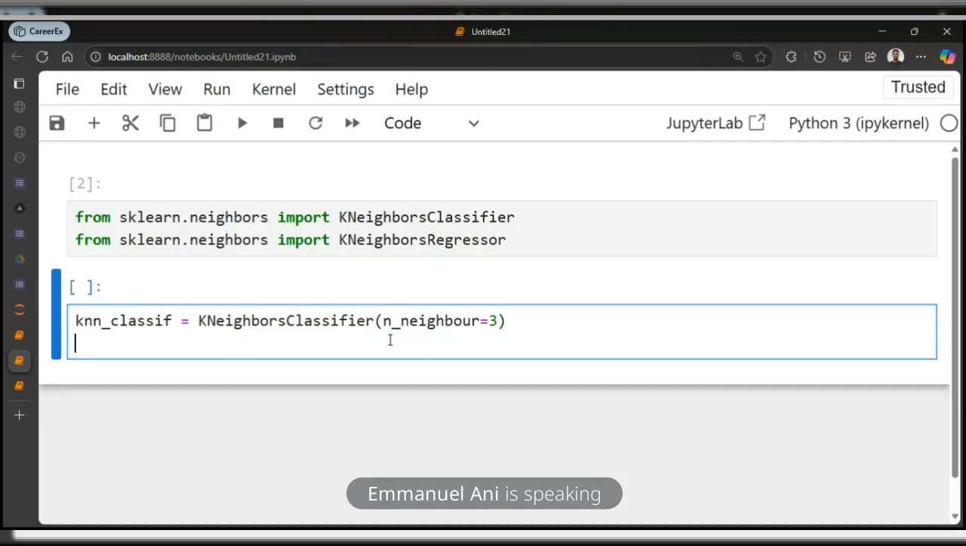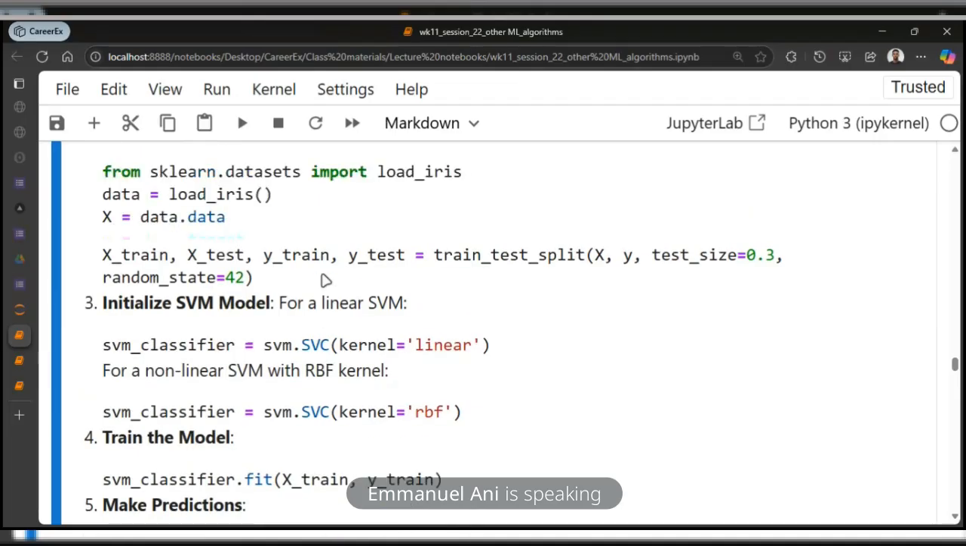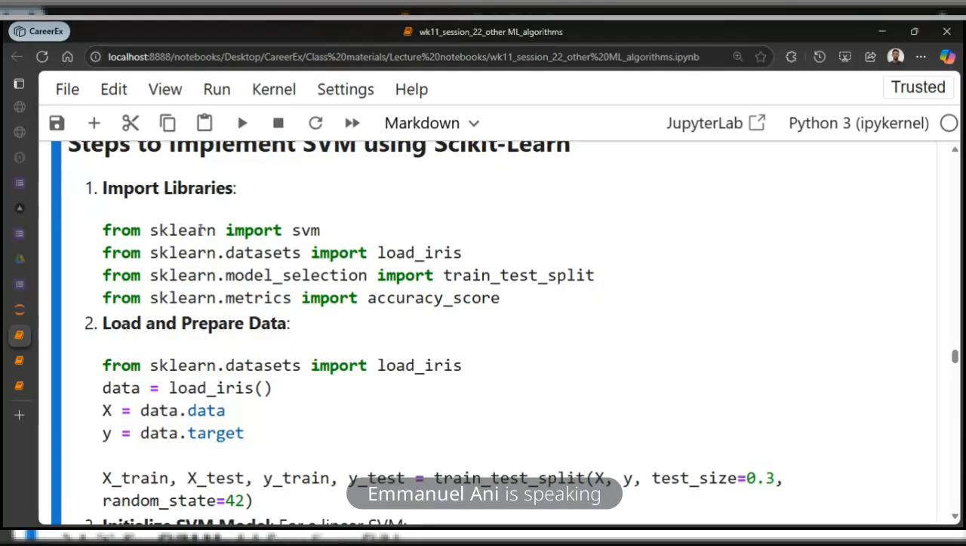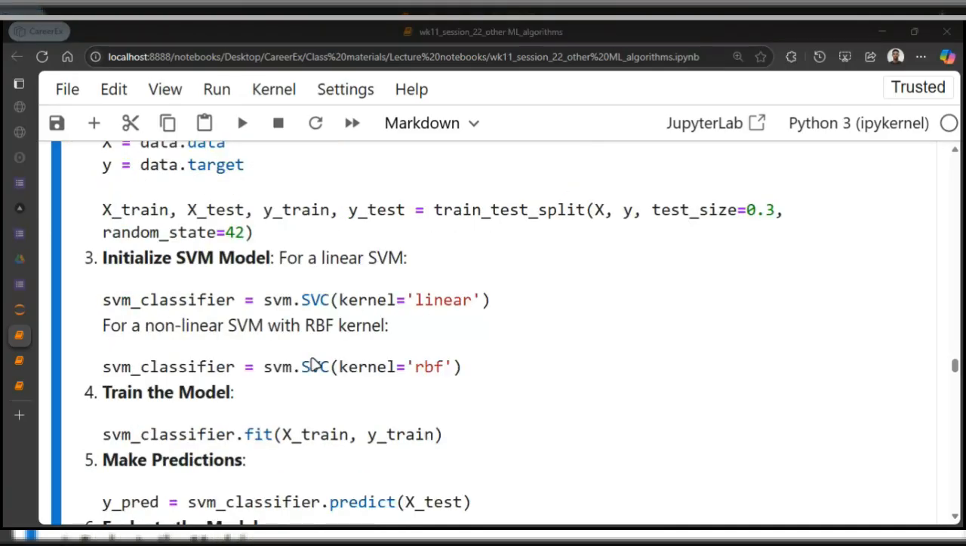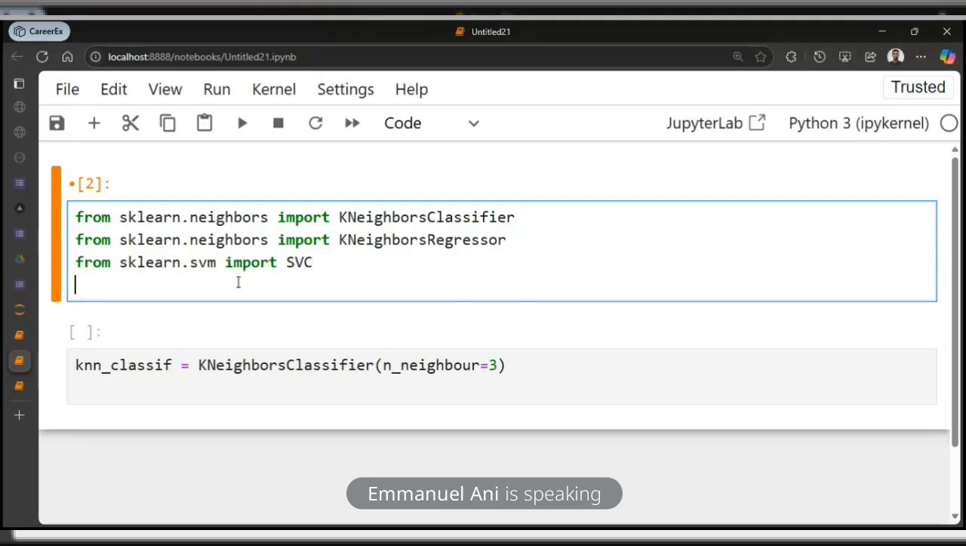All right, so you just import. We have a module for it, which is the SVM module. Let's see. So you say from scikit-learn.svm import SVC. This is for classification. And from scikit-learn.svm import SVR.